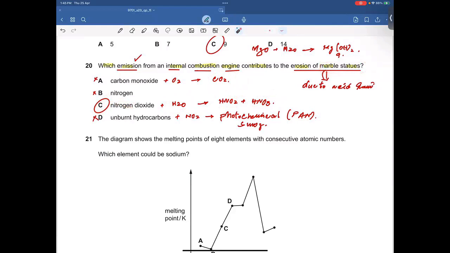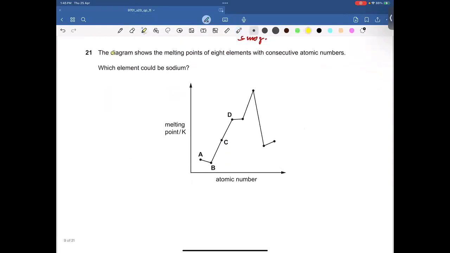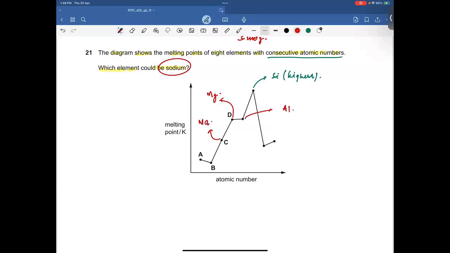Okay. Question number 21. The diagram shows the melting point of 8 elements with consecutive atomic number. Which element could be sodium? All right, that's an easy question. This has the highest melting point, so it must be silicon. And since all the elements are arranged in consecutive atomic number, if this is silicon, this must be aluminum, this must be magnesium, and this must be sodium. So C is going to be the right answer because the examiner is talking about sodium.